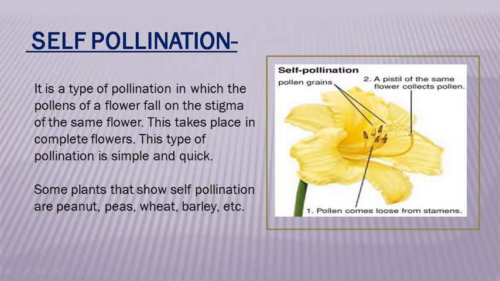Self-pollination is simple and quick, and as the diagram itself is showing, pollen grains from the anther are transferring to the stigma of the same flower. See, the pollen grain and the pistil of the same flower collect pollen. So this is self-pollination, a type of pollination that is simple and quick. This type of pollination occurs in some plants such as pea plant, peanut, peas, wheat, barley, etc. In these types of plants, self-pollination occurs.